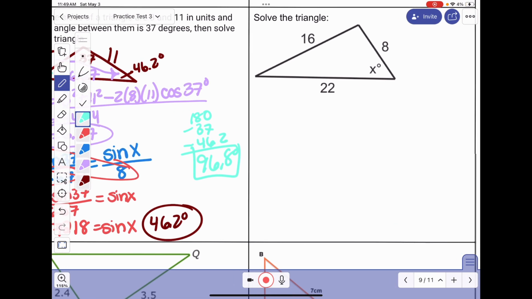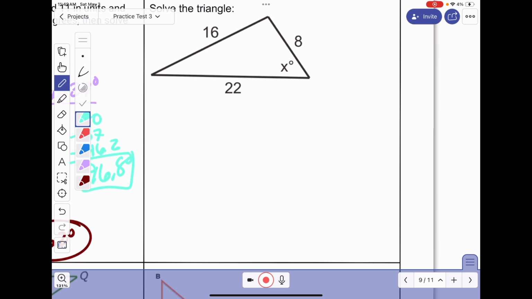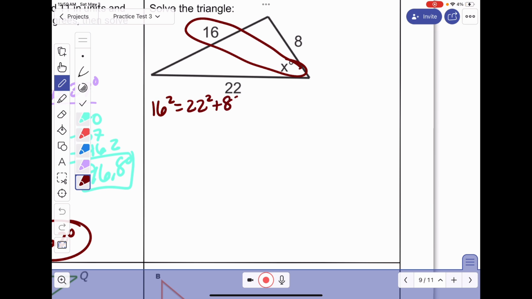All right, we're going to do the other one because it's a little bit different because we start by finding an angle. So we need at least one angle to do law of sines, so we have to start with law of cosines. This is the angle we're going to look for. So 16 is going to be the number by itself over here. So then we do the same formula, 22, 8, but this time our variable is in with the cosine.